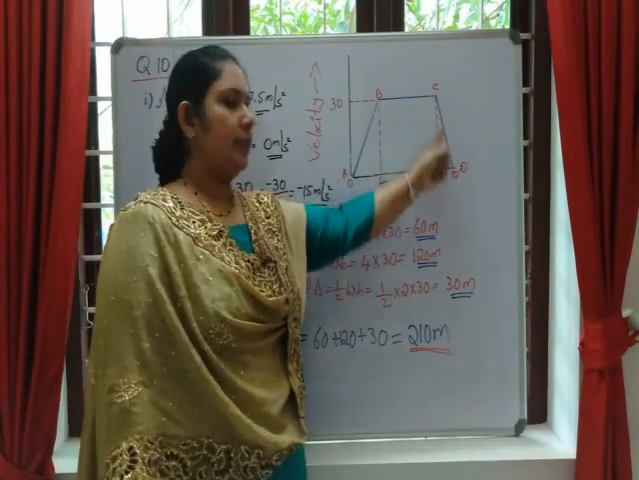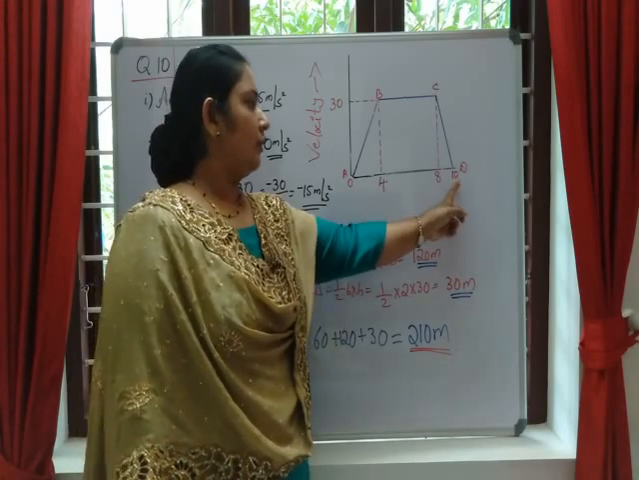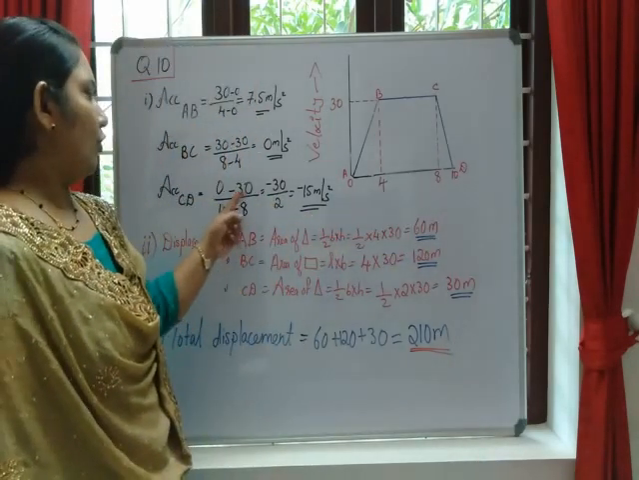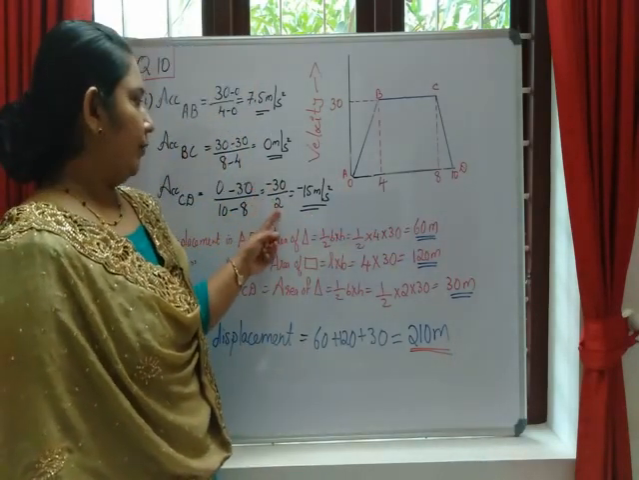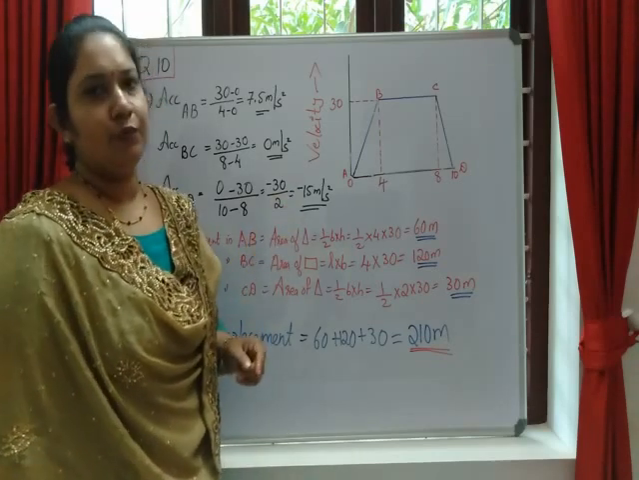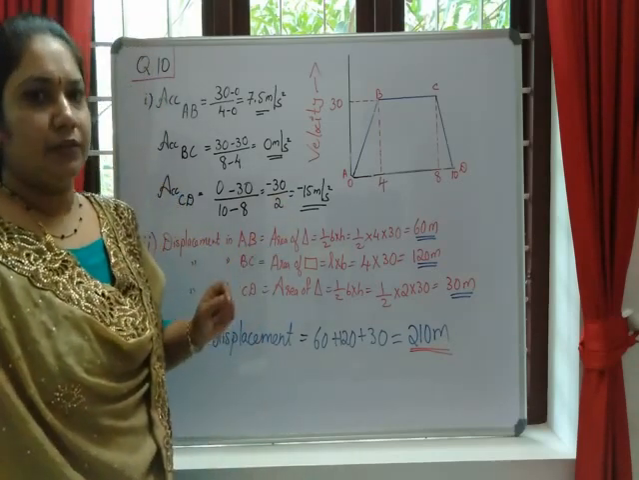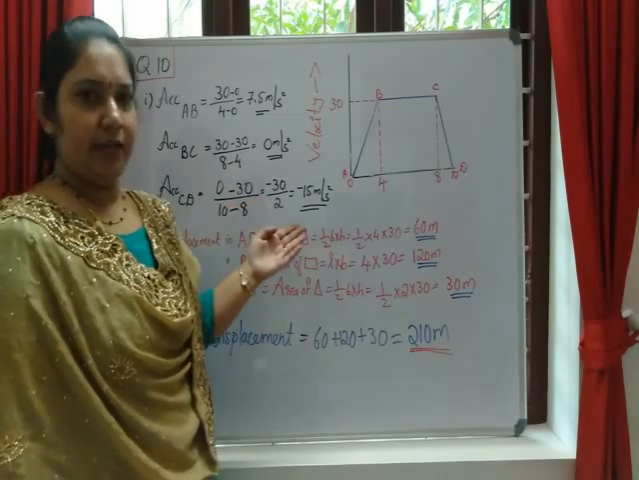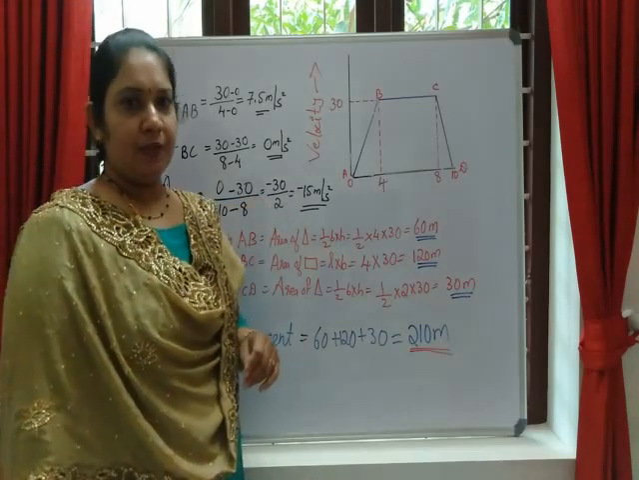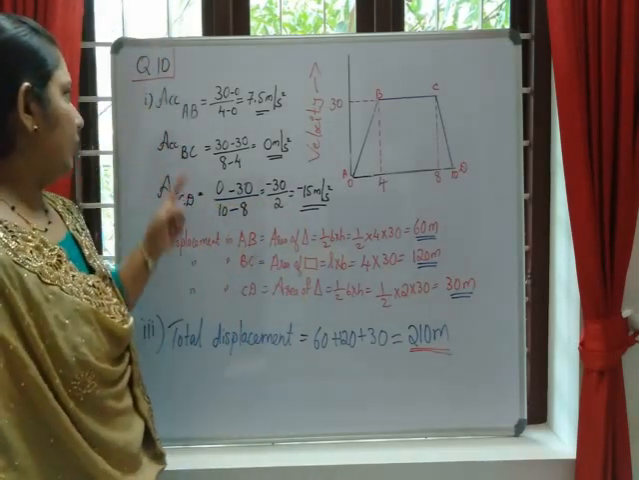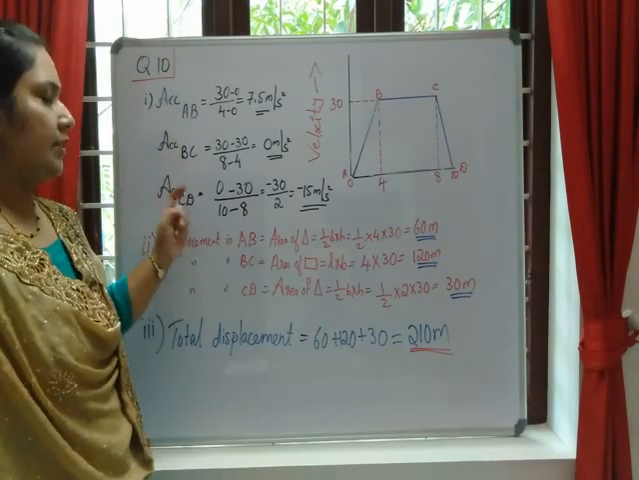At the 8th second it started retardation. So 10 minus 8, that is 2, and 0 minus 30, minus 30 by 2. You will get minus 15 meter per second square. It is a retardation, that is why it is negative. So the first part is to calculate the acceleration in AB, BC, and CD.